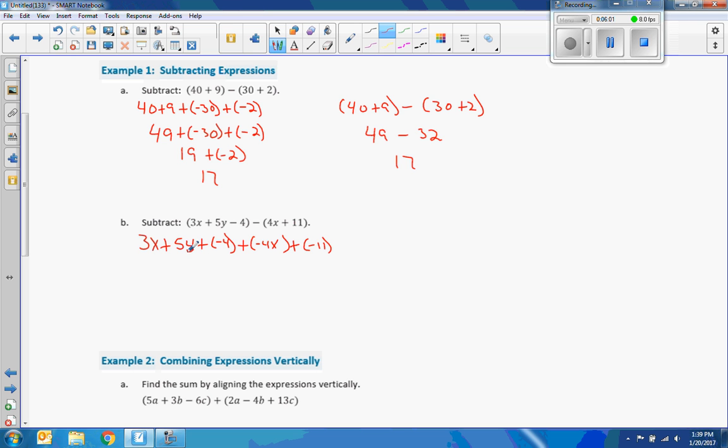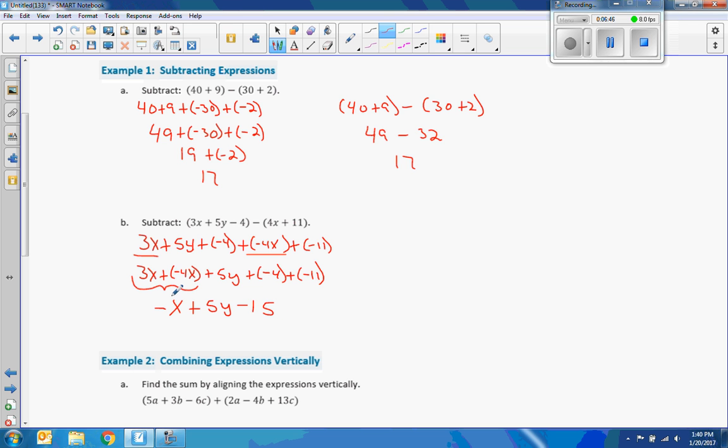These are not like terms. Be careful. I'm going to rearrange this so like terms are next to each other. So I have an x here, and I have a term with x in it here. So I take 3x plus negative 4x plus 5y plus negative 4 plus negative 11. So I grouped all my x's, my y's by itself, and I put the constants together. So when I add these, 3x plus a negative 4x is a negative 1x, or just negative x, plus 5y, and negative 4 plus negative 11 is negative 15.